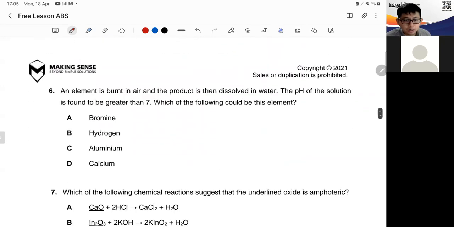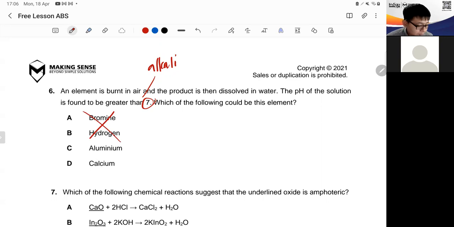Question 6. The element burns in air and dissolves in water with pH greater than 7, which means alkali. Which means it must be a metal oxide, because metal oxides are basic, right? Some of them can dissolve in water to form alkalis. So we look at metal oxides. This was a gone case already. Between C and D, what's the better answer?